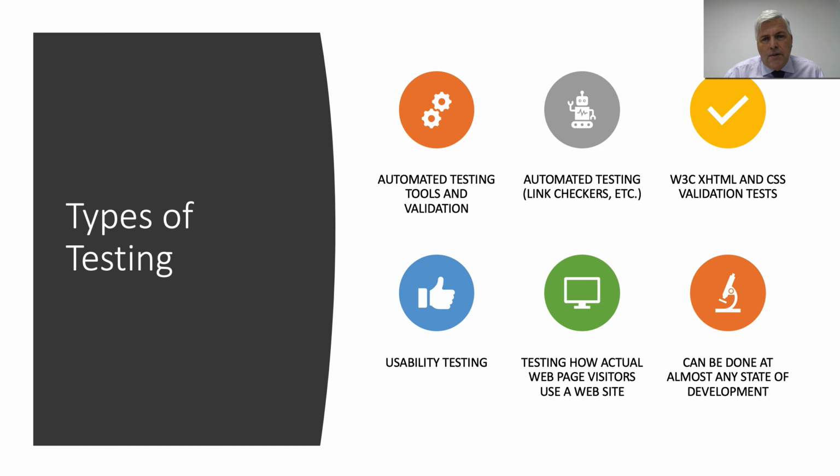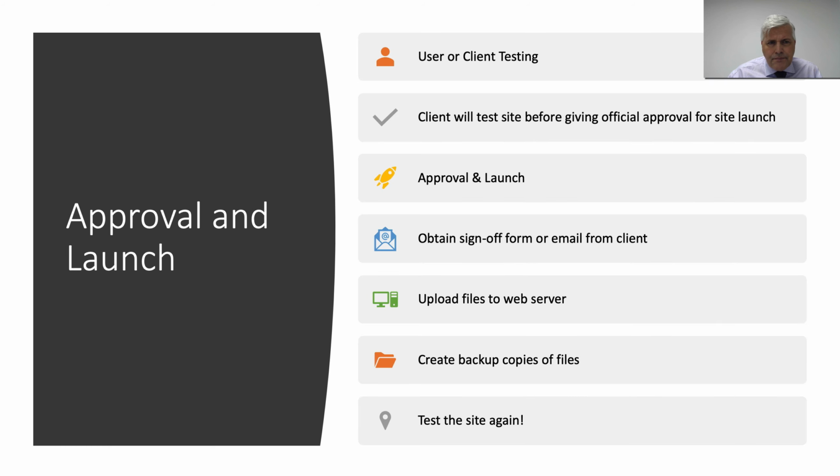Now, the types of testing that a website will undergo are automated testing tools and validation, making sure that there aren't any broken links, CSS validation tests, also usability testing. That is, testing how actual web pages that visitors are using, how that works on the website. This can be done almost at any state of development. And then the approval and the launch. There's going to be the user or client testing phase. Clients are going to test it before giving their official approval in the site launch.